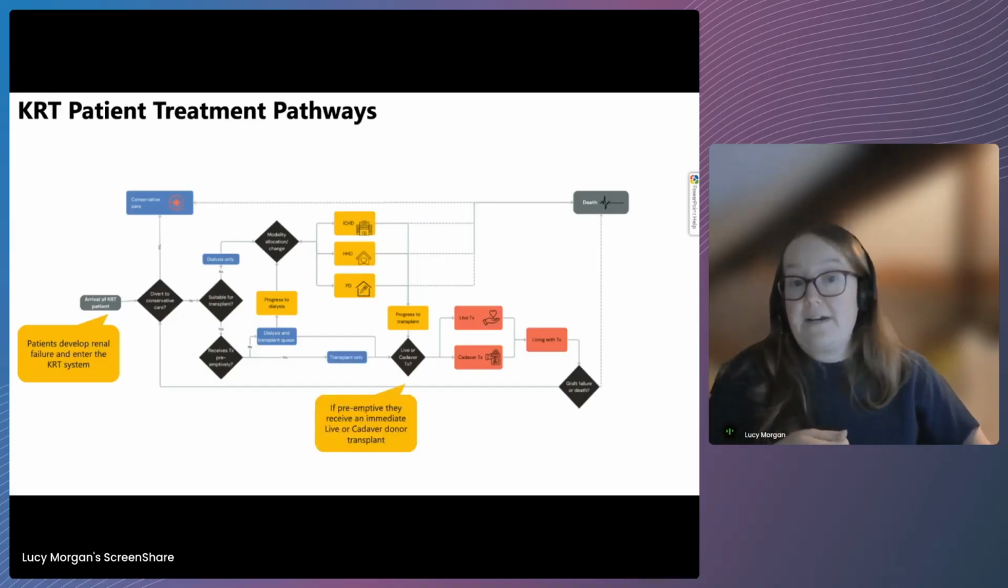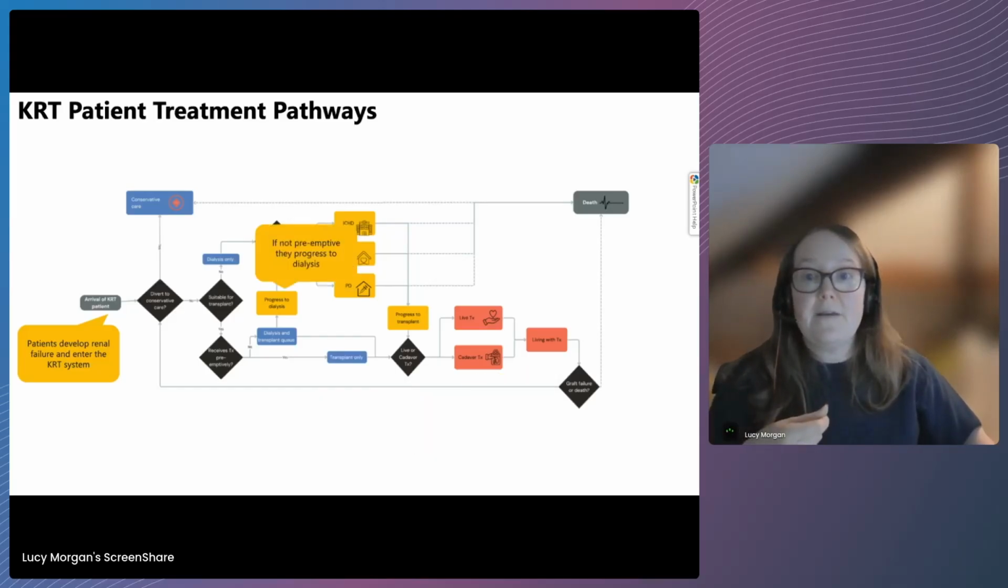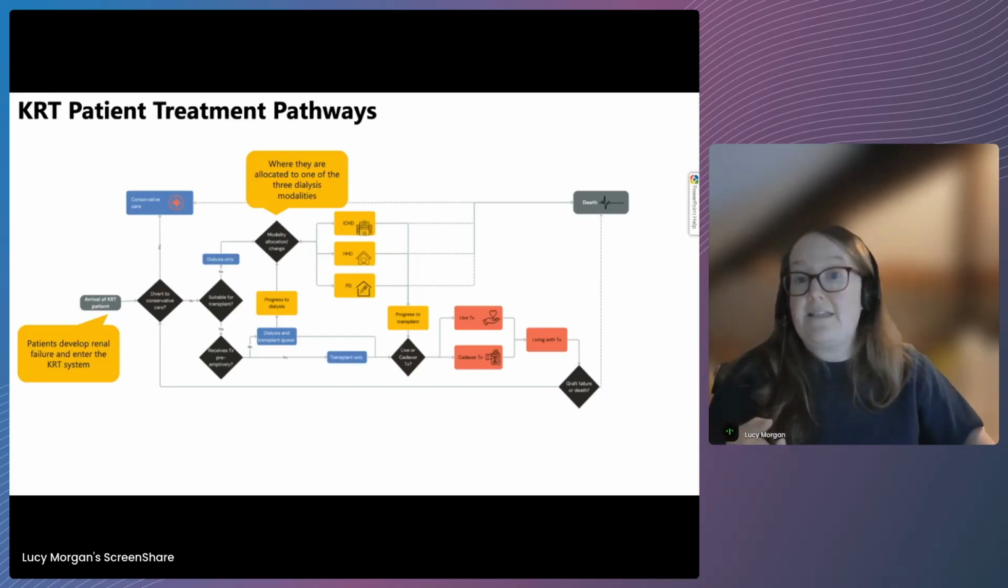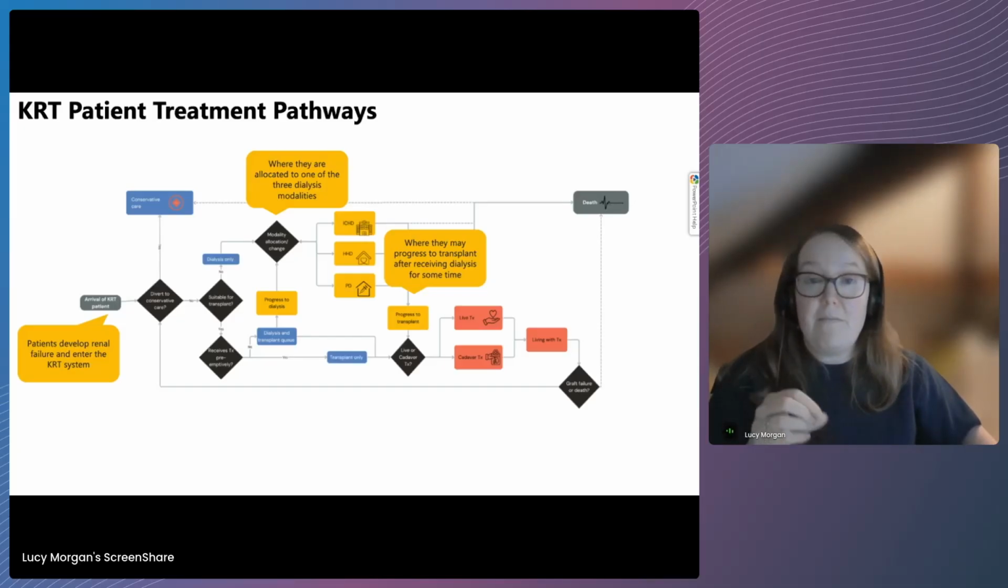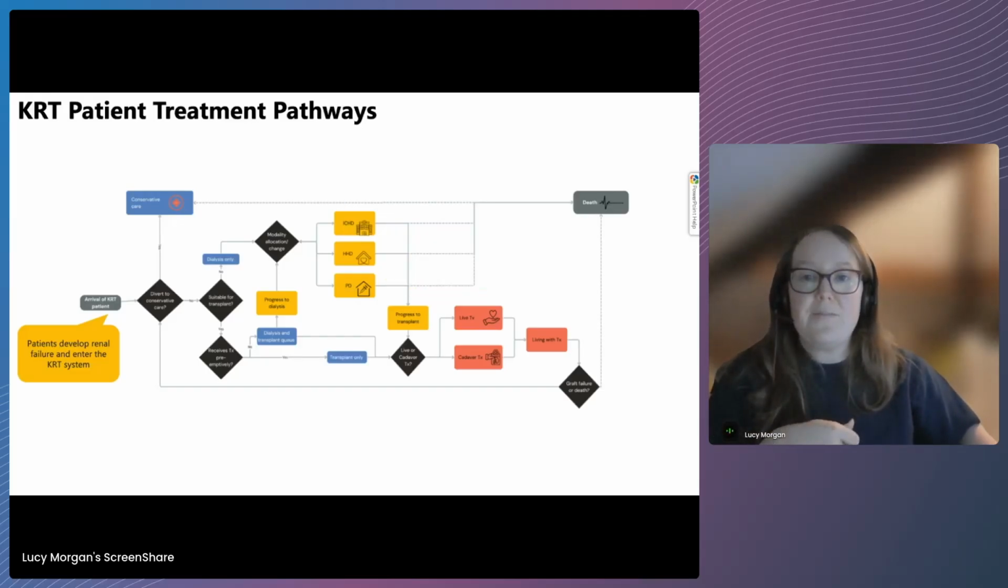And that could be a live or cadaver donor transplant, and then they'll live with it for some time until they die or their graft fails, at which point they join the start of the system again, i.e. they're judged as whether they're suitable for transplant and go through the same process. If they didn't have a preemptive transplant, then they progress to dialysis, and they're allocated to one of the 3 dialysis modalities in the model, so in-centre, home hemo, or peritoneal dialysis. And then after some time, they progress on to transplant, but not everybody that's listed for transplant will actually receive a transplant in the model.